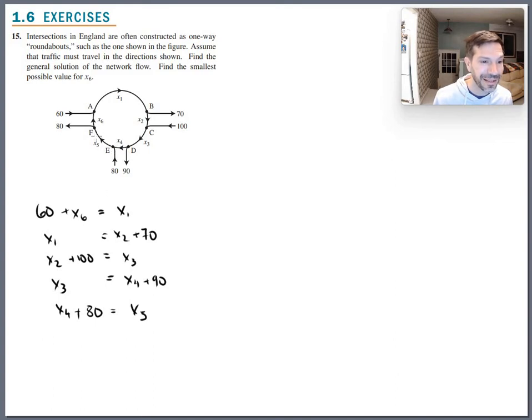And the last intersection, F, coming into that is x5, and going out of that is 80 and x6.